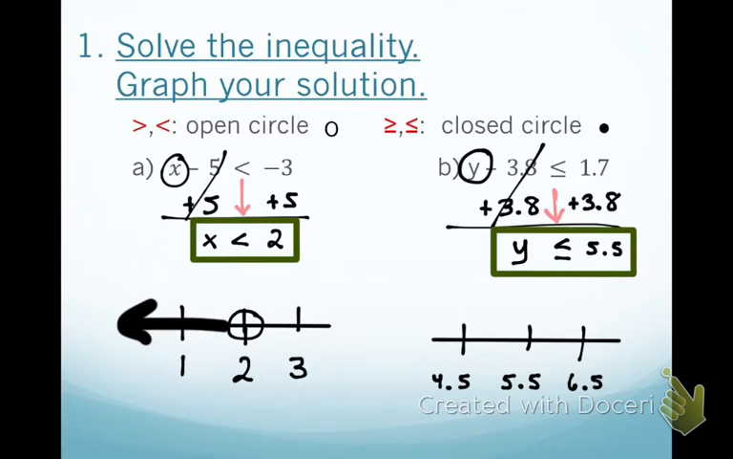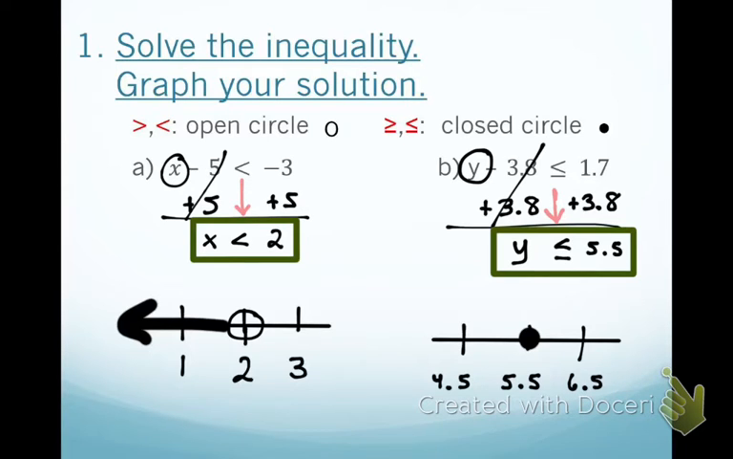Maddie, is this going to be an open or a closed circle? Closed circle, how can you tell? There's an equal sign, okay? So what that says is 5.5 could be a solution. If I wanted to plug this in right here, would this make sense, class? 5.5 is less than or equal to 5.5. Does that make sense? Yes, so that's why we have a closed-in circle.